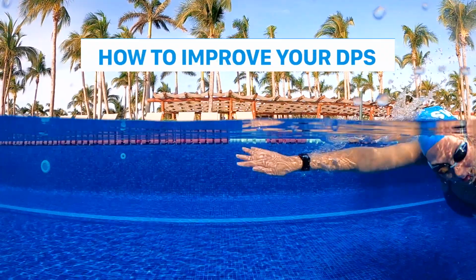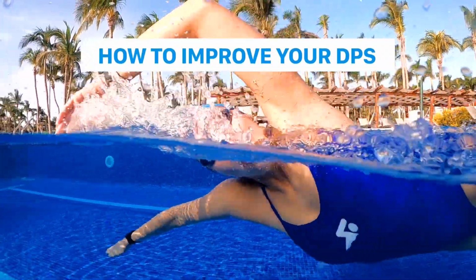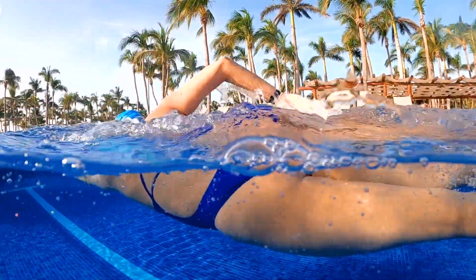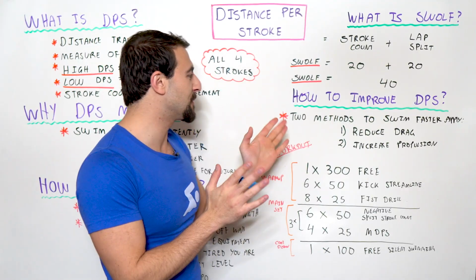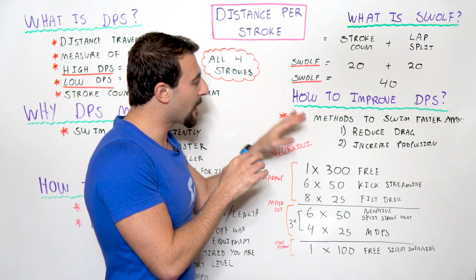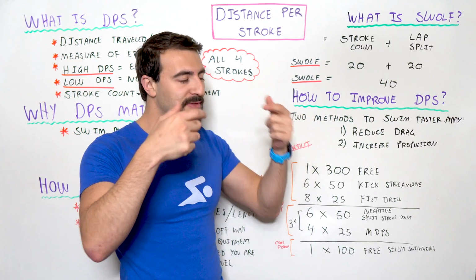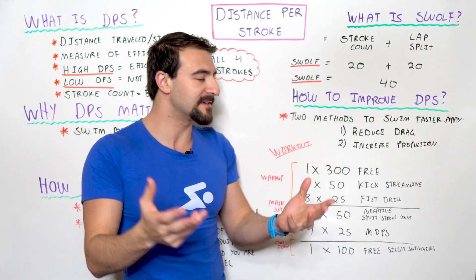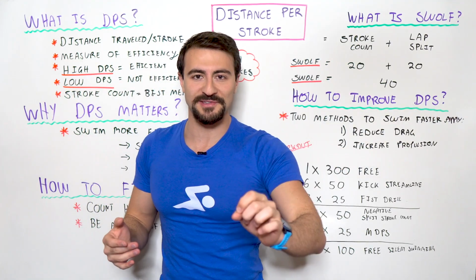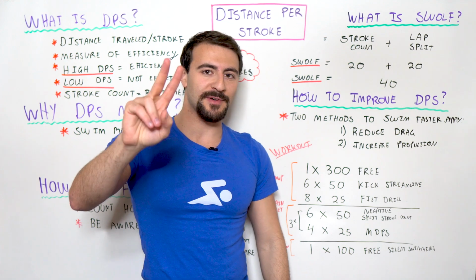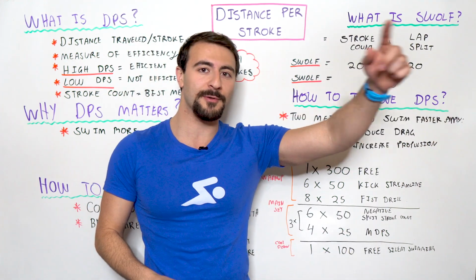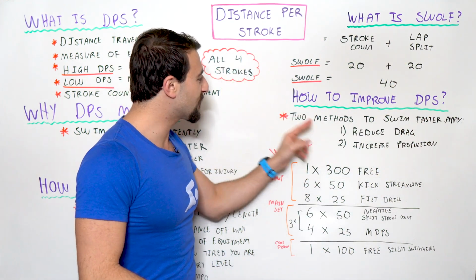Now let's talk about how to improve your distance per stroke. And this is hopefully why you came to this video. This is where the magic happens. Here's a few things that you can think about. What I want you to do is to frame your mind and think about this from a logical perspective. How do you swim faster? There's only two ways to swim faster. Then we're going to use the distance per stroke and apply it to each of these. So there are two ways to swim faster.